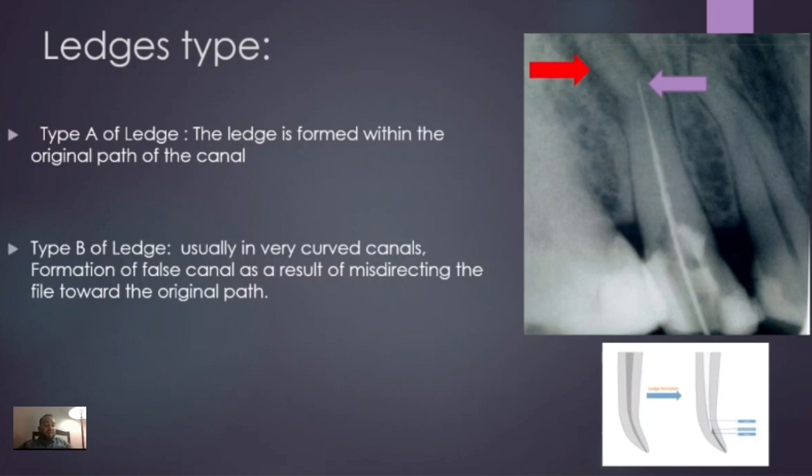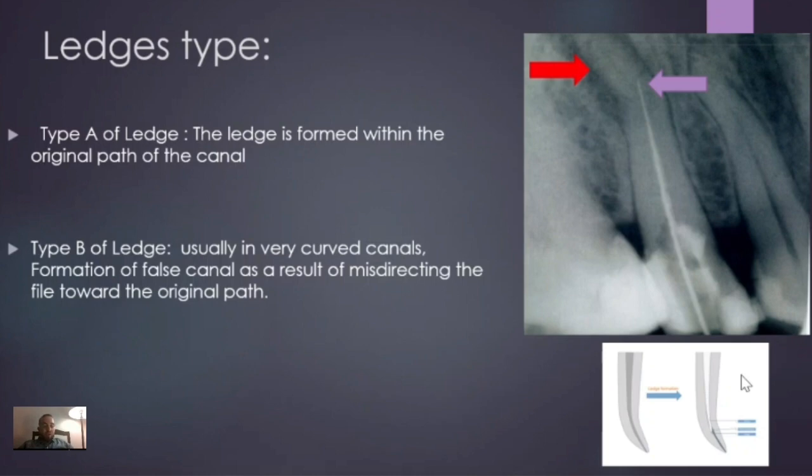Now, do we have different types of ledges? Yes, we do. We have two types of ledges. We have type A and type B. Type A ledges are very easy to manage and are usually formed within the original path of the canal. Now, type B ledges are usually formed in very curved canals and are very difficult to manage. And usually it's accompanied with a false canal that is created due to misdirecting the file away from the original path of the canal.